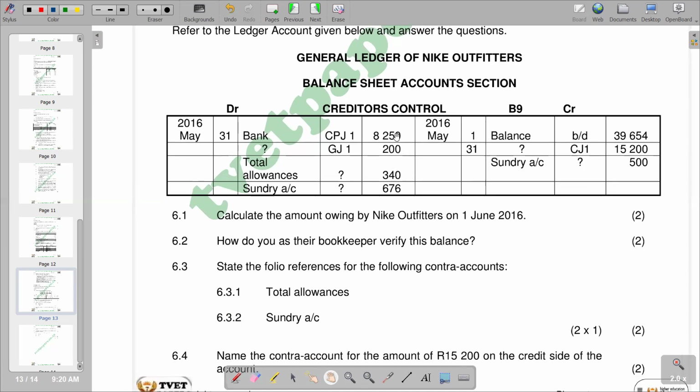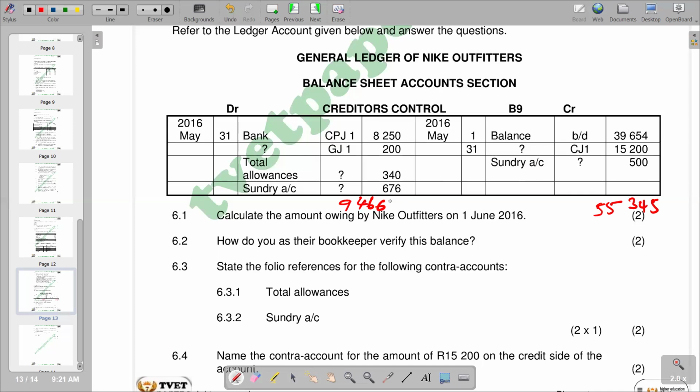We can start by adding the total on the debit side. On the debit side, we've got 8,250, we add 200, we add 340, we add 676. The total is 9,466. That is our total of the debit side. Then on the credit side, we add 39,654, we add 50,200, we add 500 to get the total. The total that we get there becomes 55,345.